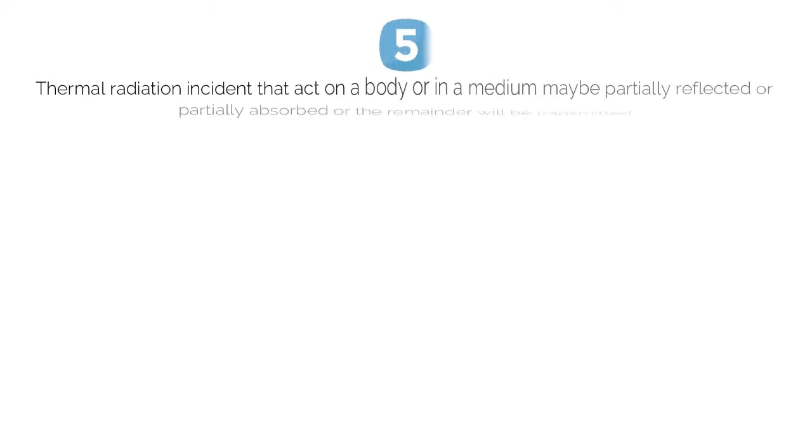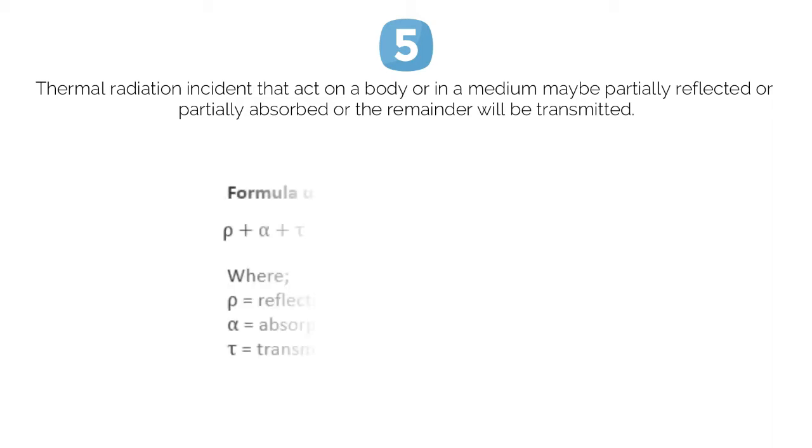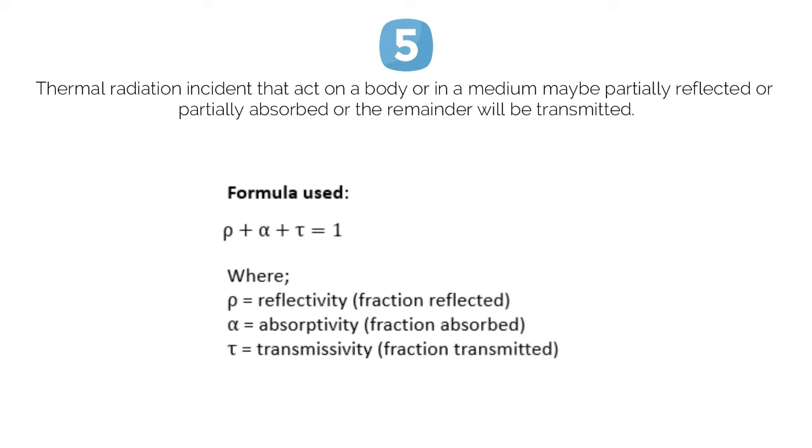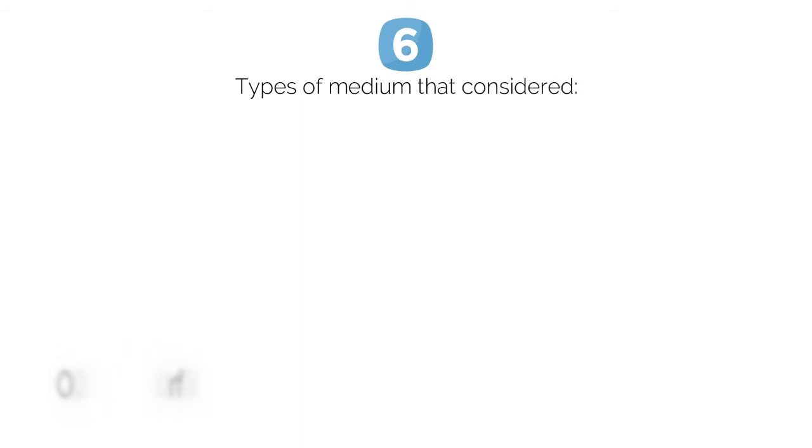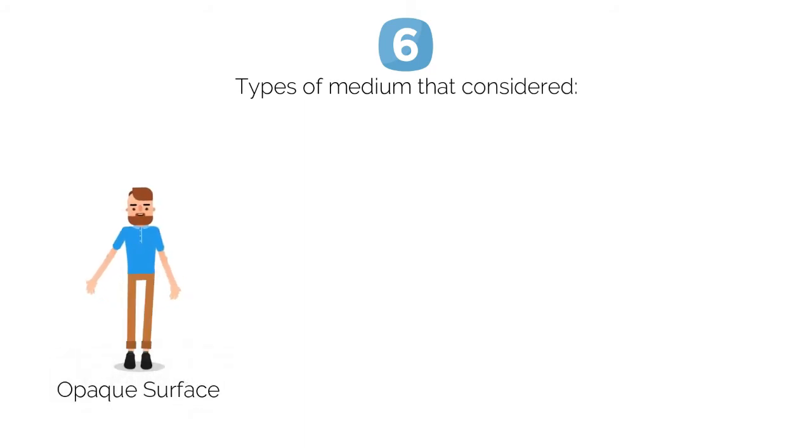Fifth, the thermal radiation incident on a body or a medium may be partially reflected, partially absorbed, or the remainder will be transmitted. The formula used for this will be as shown below. Sixth, there are a few types of medium that can be considered. First, the opaque surface, where tau equals 0. So, the formula will be as shown below.